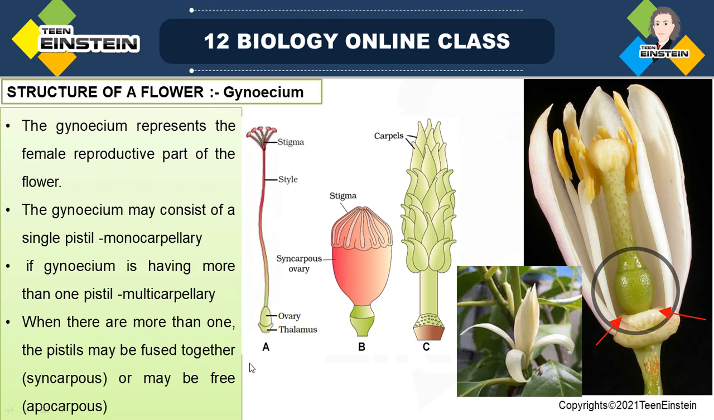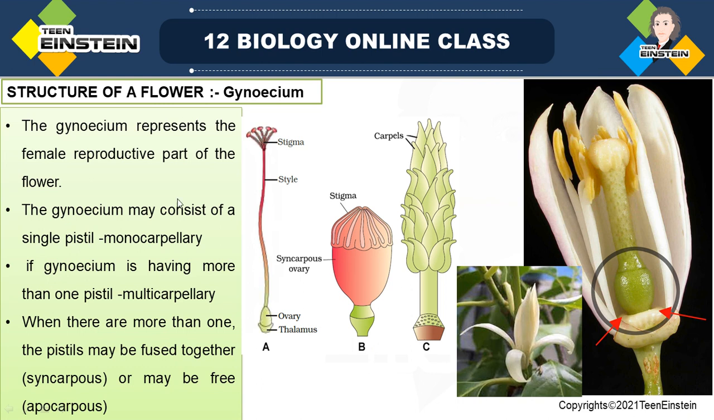Then in the second picture, it is papaver, poppy plant, this one. Here you can see the stigma. Here it's in a fused form. And the third one is Michelia. In Michelia, here also you can see the carpels.